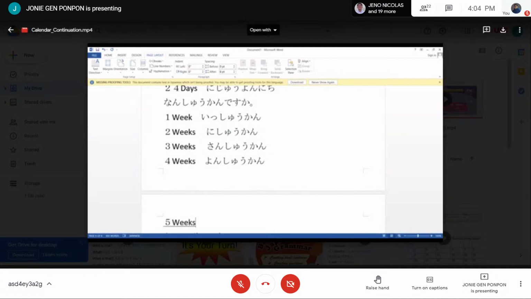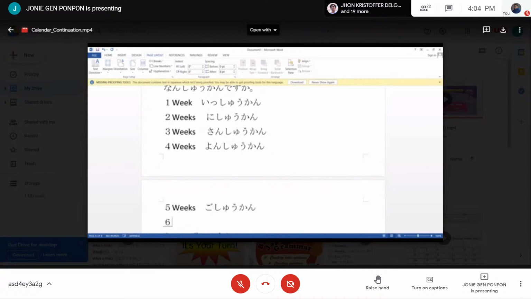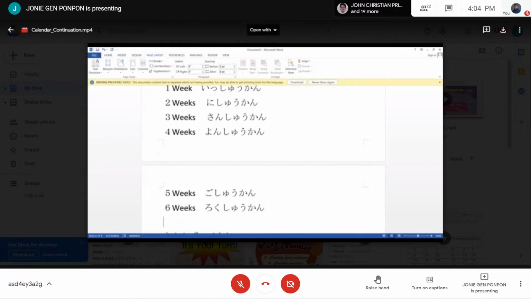5 weeks, Goshukan. 6 weeks, Rokushukan. 7 weeks, that is Nanashukan.